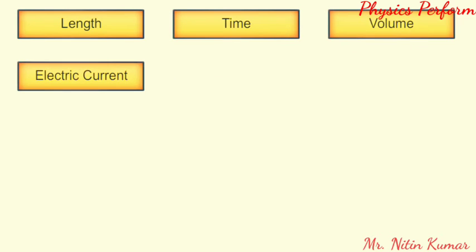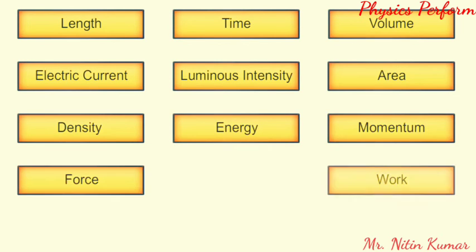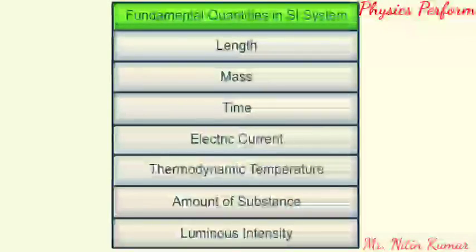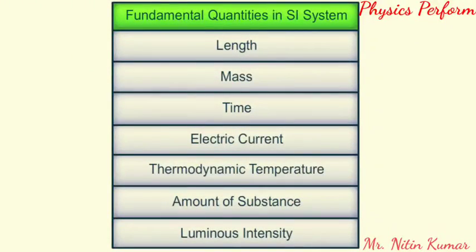We learned earlier about different physical quantities, of which 7 are considered fundamental according to the SI system of measurements, while the others are derived physical quantities. The 7 fundamental quantities are length, mass, time, electric current, thermodynamic temperature, amount of substance, and luminous intensity.